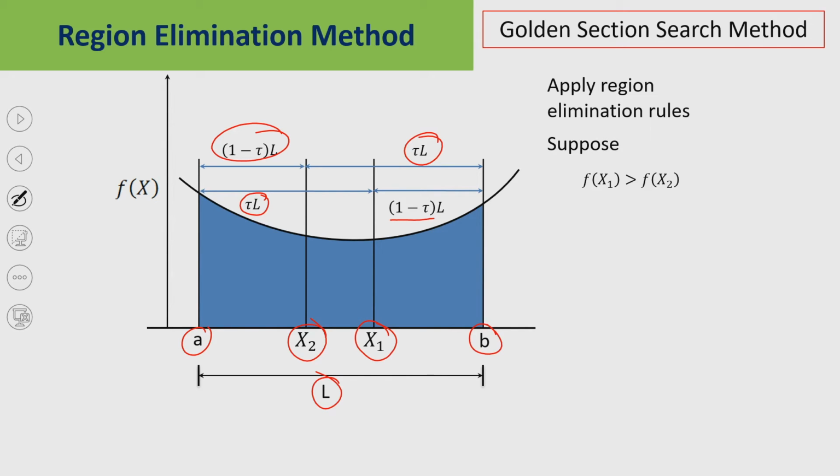Now, suppose f of x 1 is greater than f of x 2. So, this is f of x 1 and this is greater than f of x 2. In that case, what will happen? The optima is not there in this particular region. Therefore, I can eliminate this region. How much am I eliminating? I am eliminating 1 minus tau into L region. I am yet to calculate the value of tau, but what I am doing here is eliminating the 1 minus tau L region.